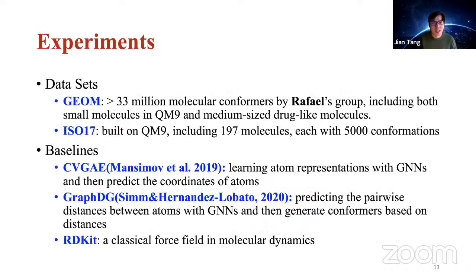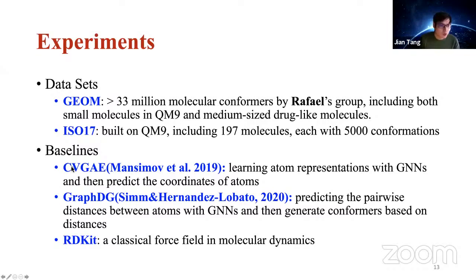Okay, let's look at some results. We use two data sets. One data set is called GEOM. This is the data set developed by Rafa's group. I believe in the next talk, Rafa is going to give more details on this data set. This data set contains more than 30 million molecule conformations, including both small molecules in the QM9 data set and also medium-sized drug-like molecules. Another data set is also built on QM9, which contains around 200 molecules. Each molecule has around 5,000 conformations.